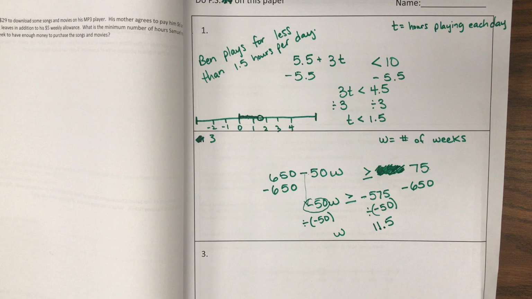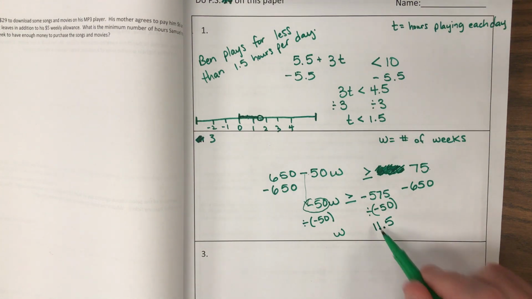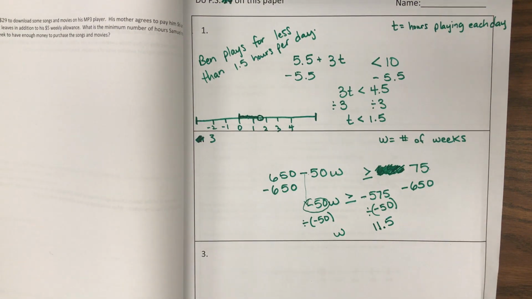And since I did a negative divided by a negative, that makes this positive, which we should have known it was going to come out positive because you can't have negative weeks, right? If you got a negative answer over here, you have to think about the context of the problem and be like, wait.